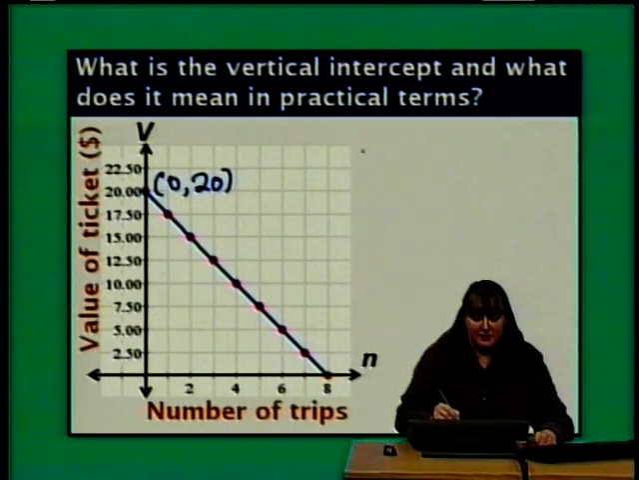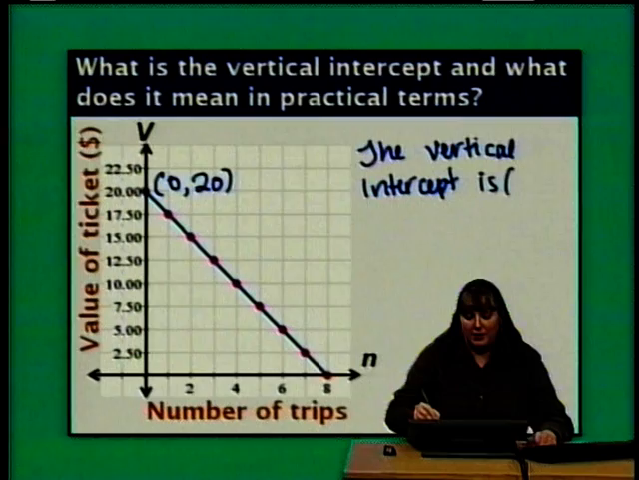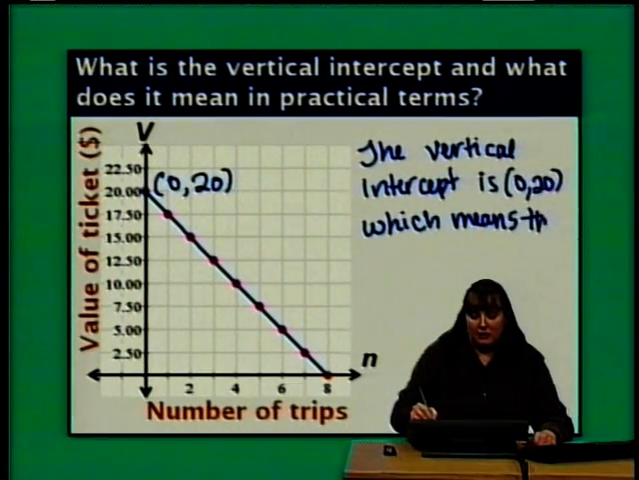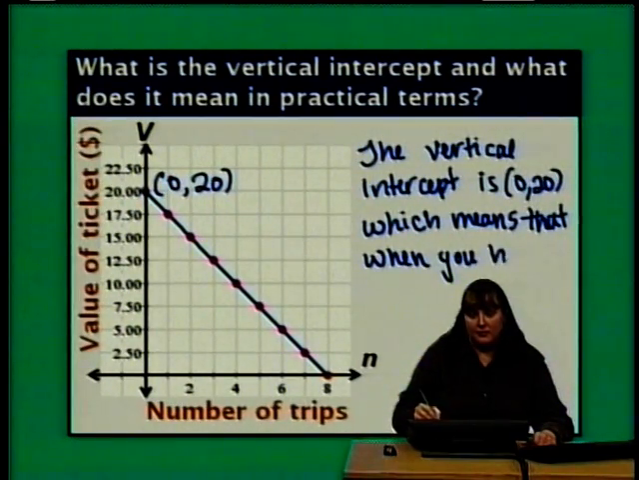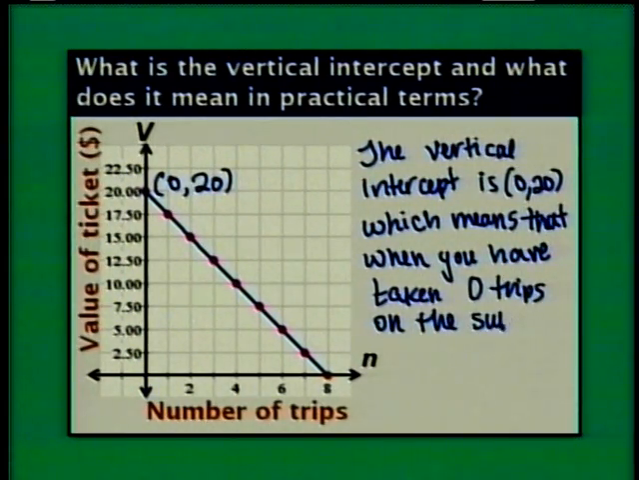So to answer both parts of this question, the vertical intercept is 0, 20, which means that when you have taken 0 trips on the subway, the value of the ticket is $20.